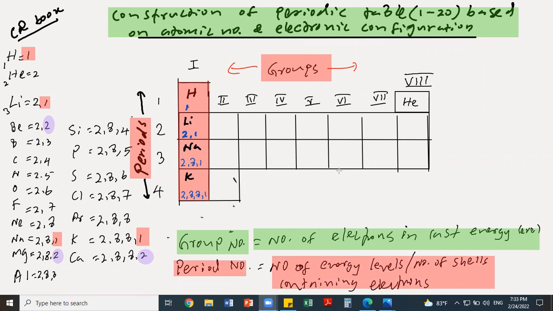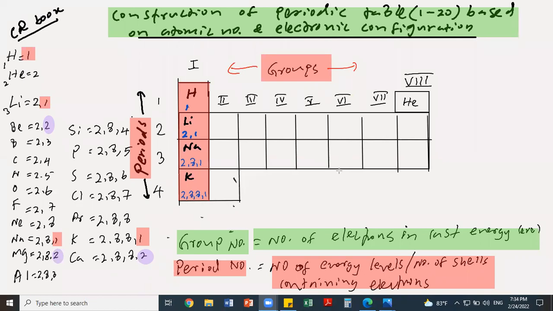It's like a puzzle, across and down. Down, how to check? Look at the last energy level. Across the period now, to which horizontal row they belong, how to decide? By looking at the number of shells. So if there are 2 shells, they all belong to the second row.